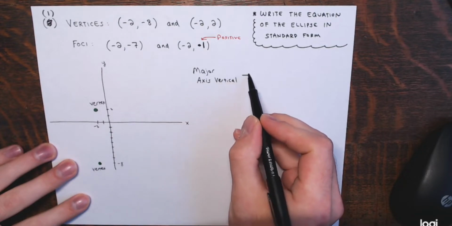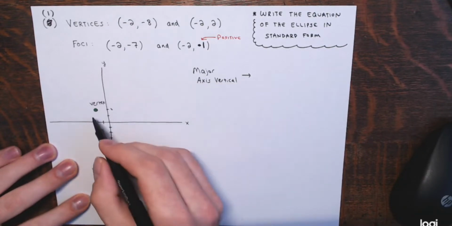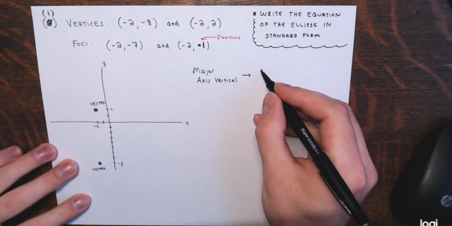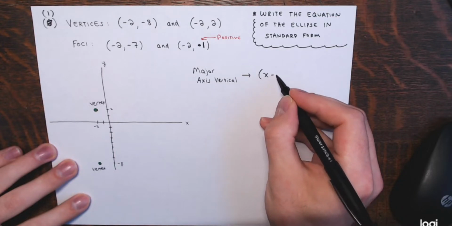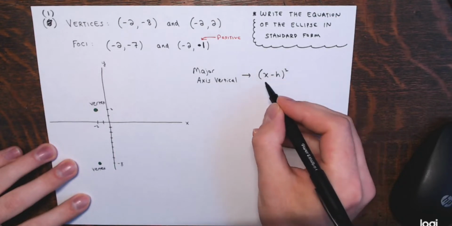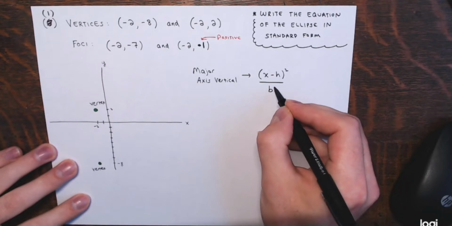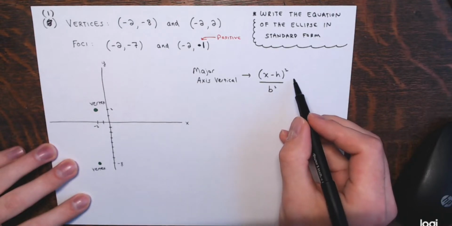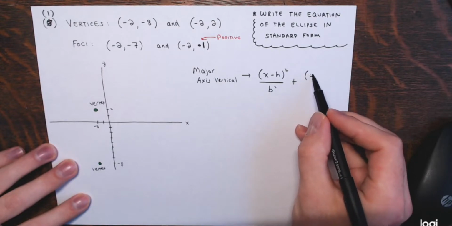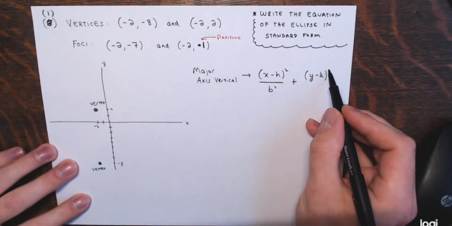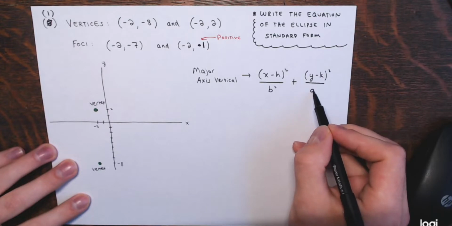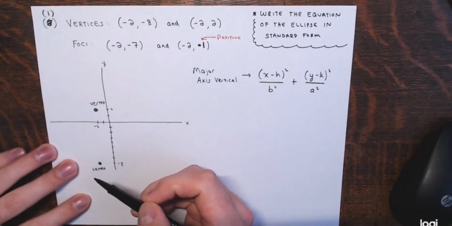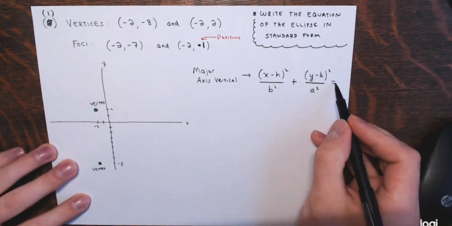And if the major axis is vertical, parallel to the y-axis, then we're going to be writing the equation in this form: (x minus h) squared over b squared, right, the smaller denominator is going to be under the x, plus (y minus k) squared over a squared. Right, the larger denominator, the a squared, is going to be under the y term, because again the major axis we notice is vertical, equals 1.